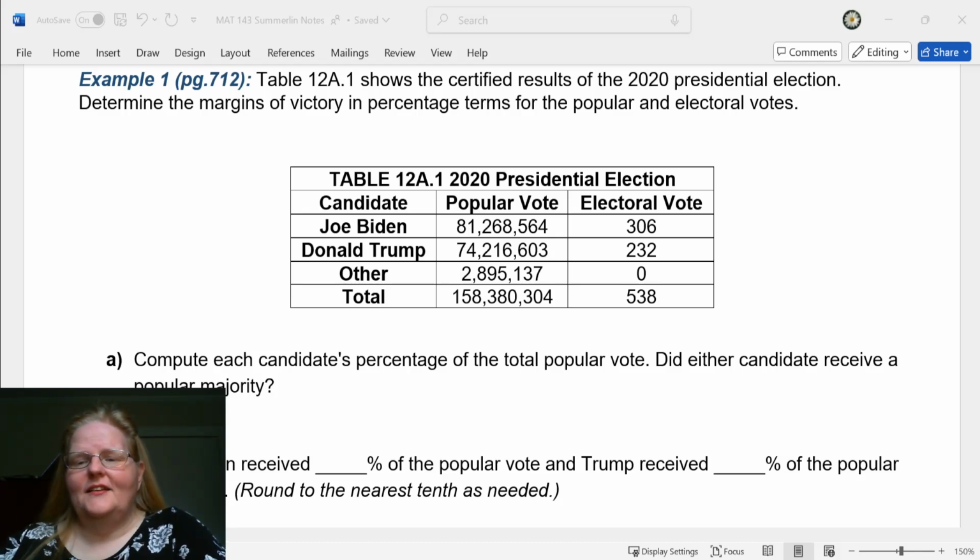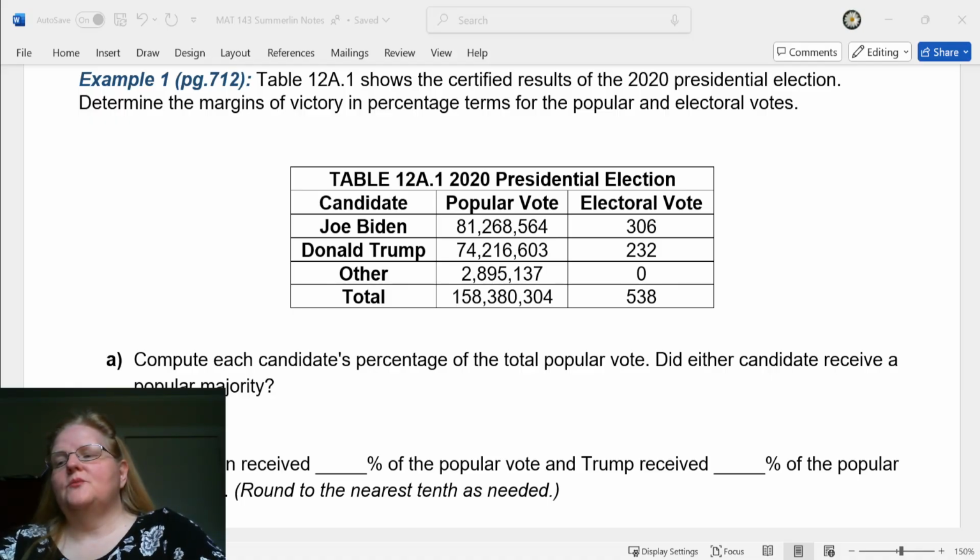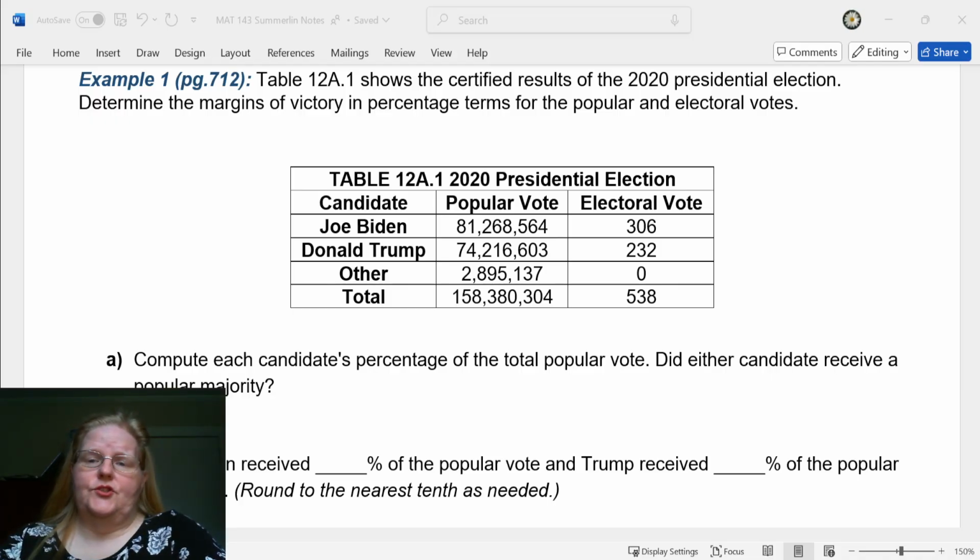Okay, now let's look at example 1. Table 12A shows the certified results of the 2020 presidential election. Determine the margin of victories in percentage terms for the popular and electoral votes. These are not difficult, it's just figuring out percentages.